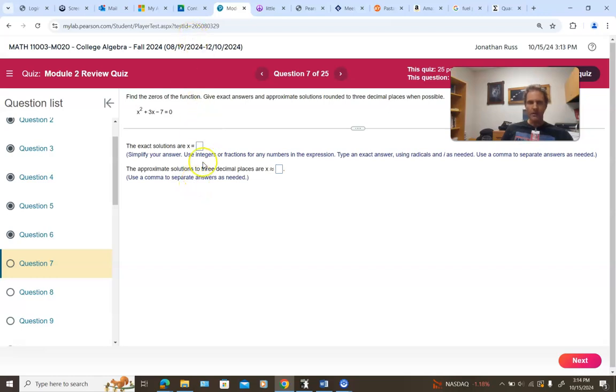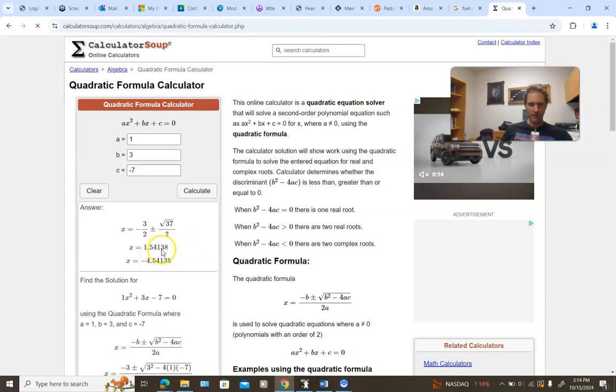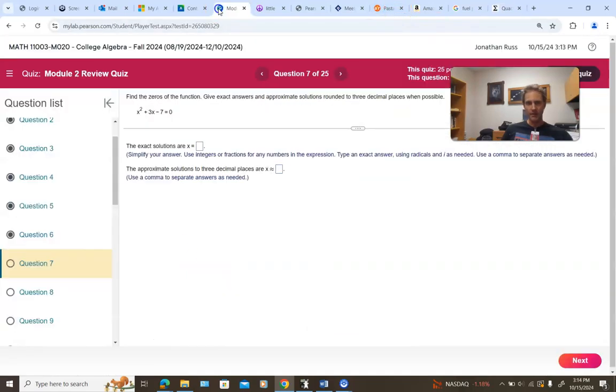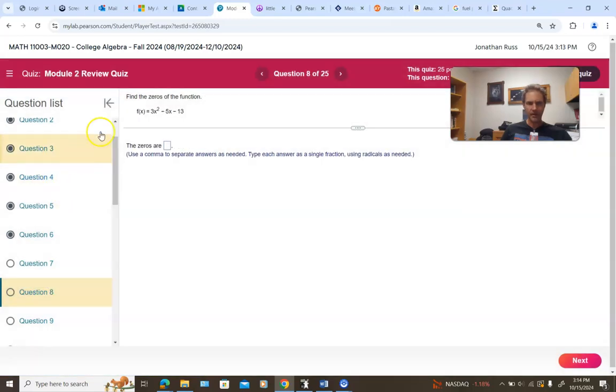Now, the approximate solutions rounded to 3 decimal places you're going to get from down here, okay? So this first one rounded to 3 decimal places would be 1.541, and then the second would be negative 4.541. So that's what you would put in for the second part, okay? All right. Let's go to number 8. Find the zeros of this function.